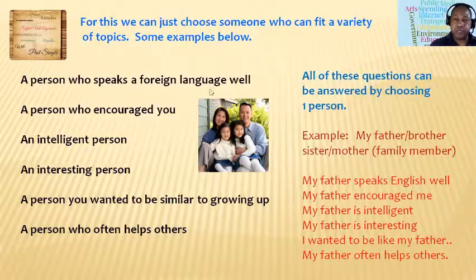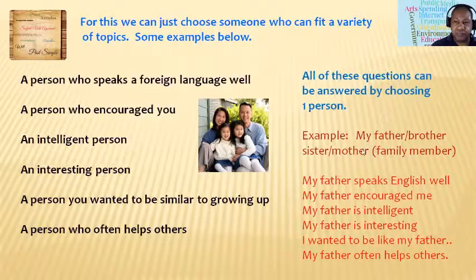A person who speaks a foreign language well. A person who encouraged you. An intelligent person. An interesting person. A person you wanted to be similar to when you were growing up. A person who often helps others. All of these questions can be answered by choosing one person. A person in your family or even your friend. I've chosen family members here because you know more about your family members than other people, probably a bit more than you do about your friends, although you do know a lot about your friends. Either one, to be quite honest, is okay.